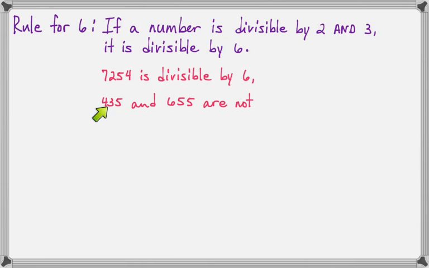However, these two numbers are not. 435 is not divisible by 2. 655 is not divisible by 2 either. So neither one of these numbers can be divided by 6.